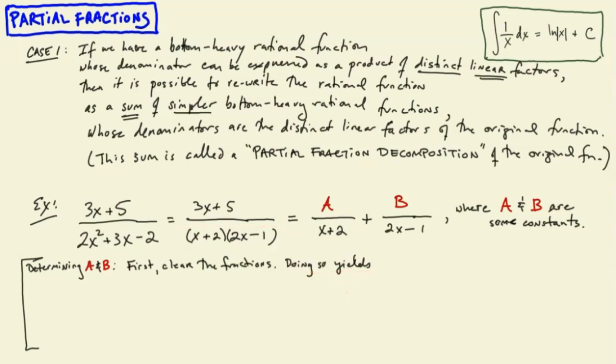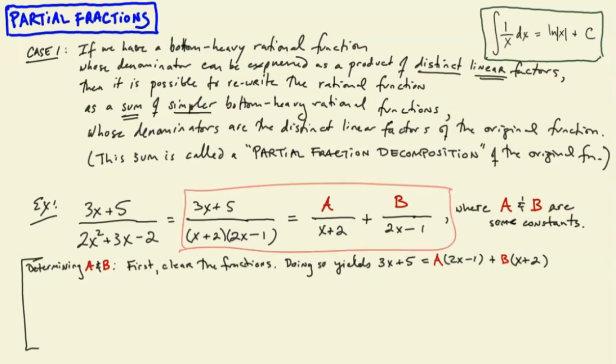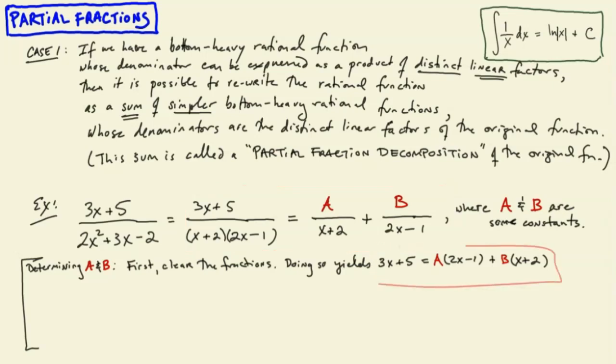Doing so yields, well, what do we get? When we multiply this side by the denominator, of course, we just get the numerator, 3x plus 5. But when we multiply this side by the denominator, we get a times 2x minus 1 plus b times x plus 2. And of course, this original equation holds for all values of x for which it is defined, which means that this equation also holds for all values of x. And I'll use that fact in a moment.